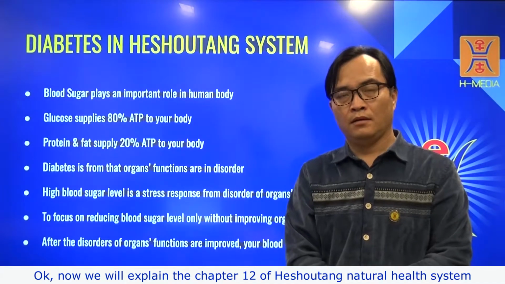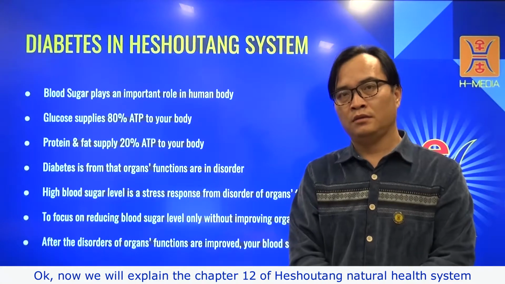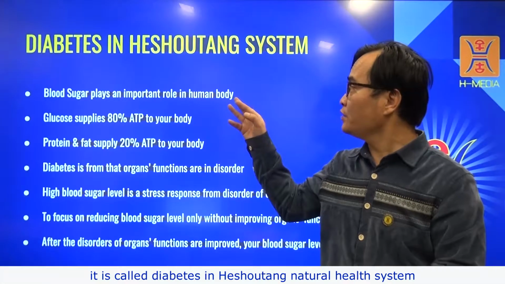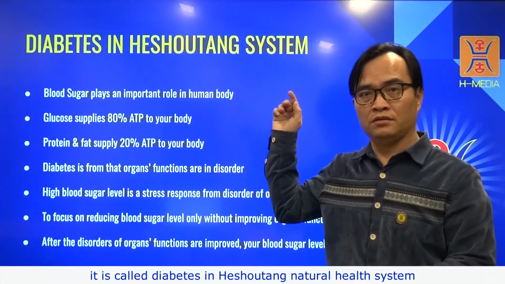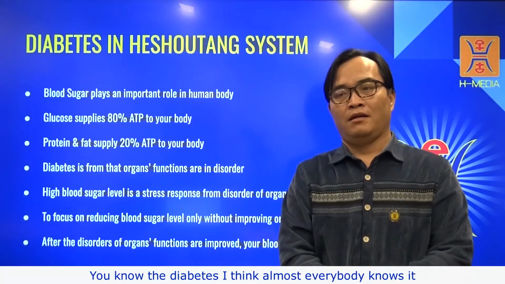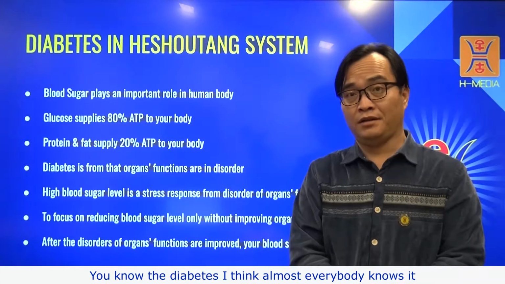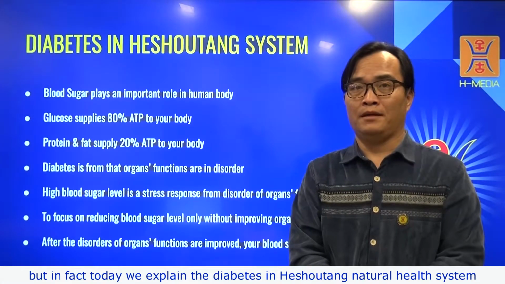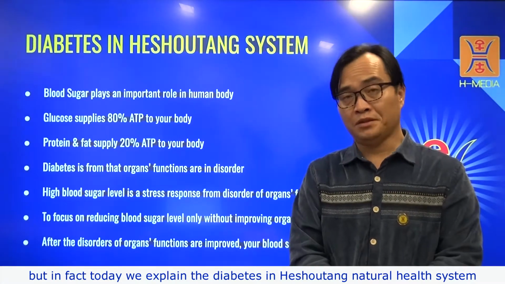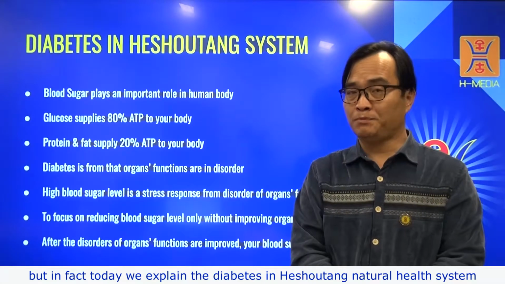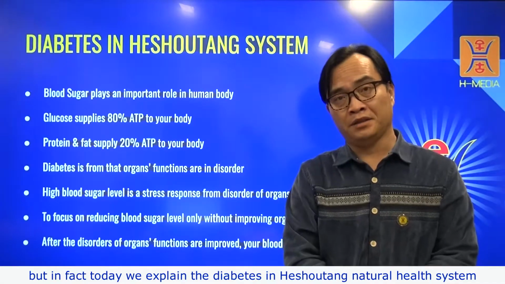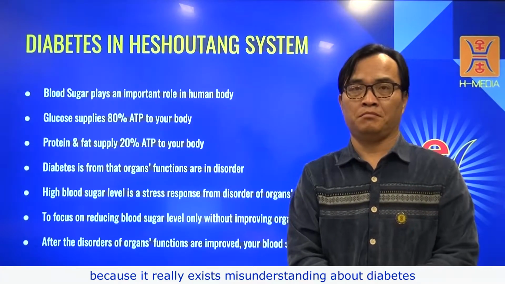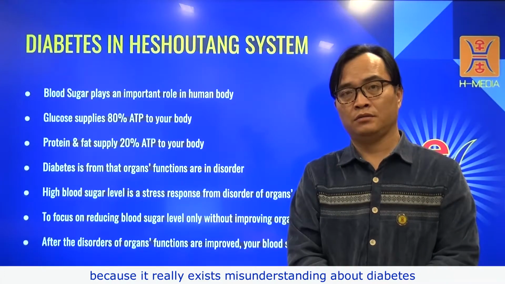Okay, now we will explain chapter 12 of the personal natural health system. It is called Diabetes in the Heshoutang natural health system. Diabetes, I think almost everybody knows it. But in fact, today we explain diabetes in the Heshoutang natural health system because there really exists misunderstanding about diabetes.